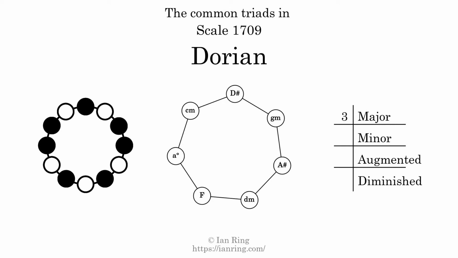There are 3 major triads. There are 3 minor triads. There are no augmented triads. There is 1 diminished triad. Here is a Hamiltonian path of parsimonious voice leading that uses all the triads.